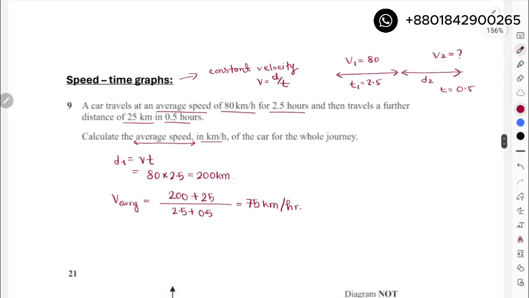Other than this, you do not have to use any other idea in this question. The only trick over here was that you have to first calculate the value for d1 from the first part of the journey, and then using the value for d1, you have to add this with d2 to use the final equation for the average velocity, which is total distance traveled over total time taken, and that will simply calculate the average speed for your entire journey.